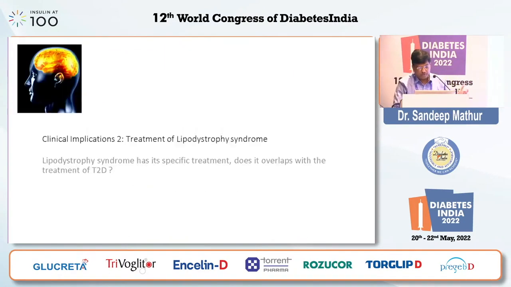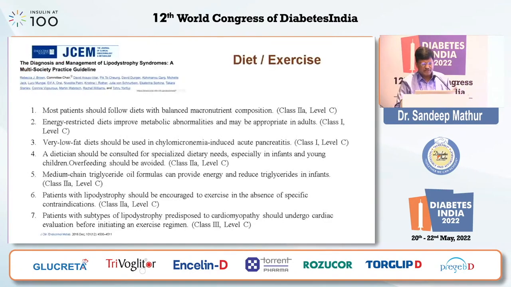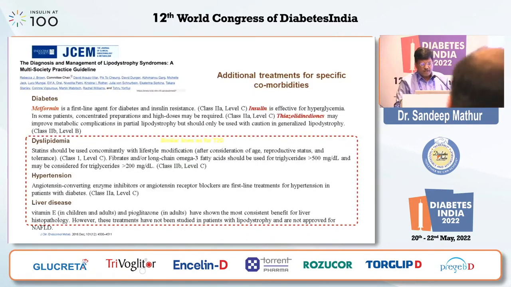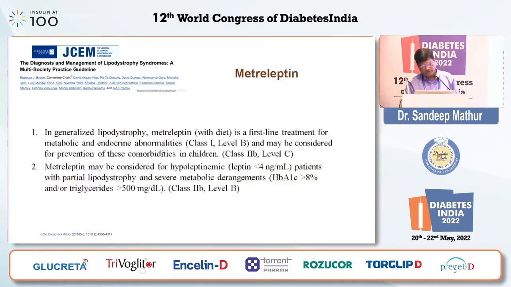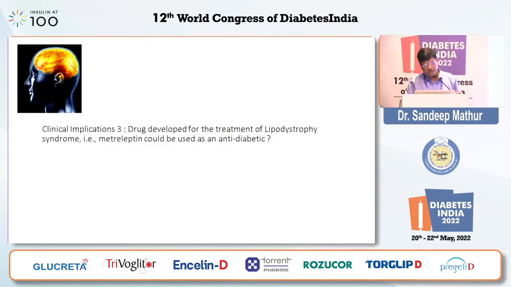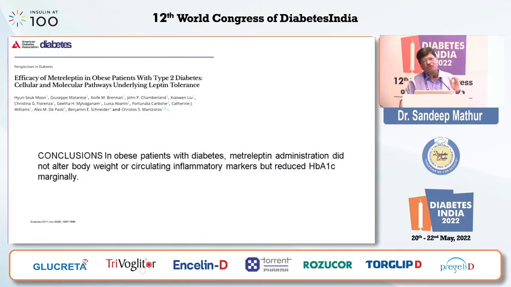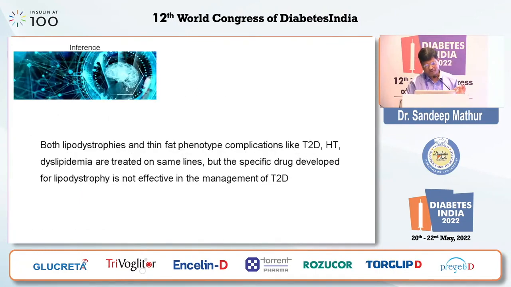So I've come to this point. Any specific treatment? Yes, I think I can omit these slides. Lipodystrophy has something common with the treatment part also, because metformin, insulin, and thiazolidinediones are used for lipodystrophy also. Dyslipidemia, hypertension and liver disease in lipodystrophy are managed the same as we do in type 2 diabetes. Metreleptin is a drug which was developed for lipodystrophy syndrome. Unfortunately, this drug was not much helpful in the management of diabetes mellitus.